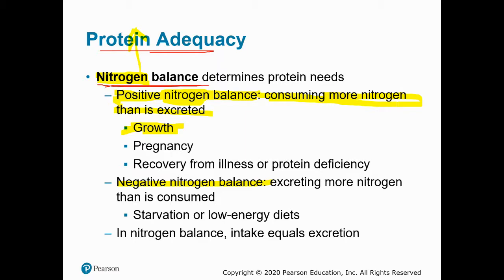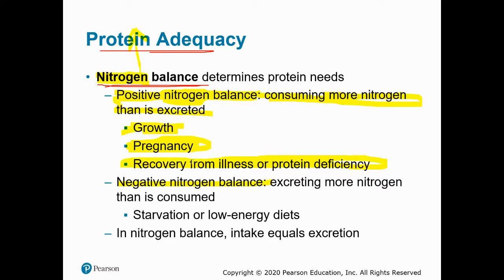So any extra protein that comes into their body, any extra nitrogen that comes into their body, is going to get used to build new cells, build their bones, build their tissues, build their muscles, right? So anytime we see growth, pregnancy is also a time where we're going to see growth, right? We're seeing growth of the fetus. So that's also a time of positive nitrogen balance, where more nitrogen is coming in and being utilized than is being excreted as urea. We'll also see it when we're recovering from an illness or recovering from a protein deficiency.